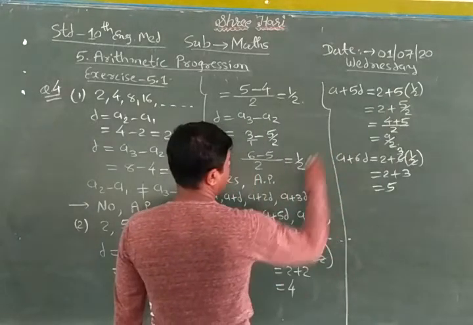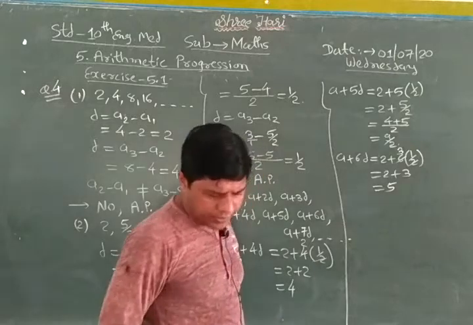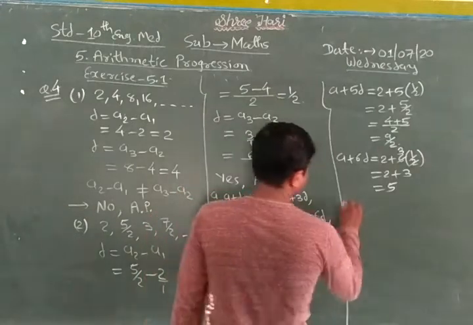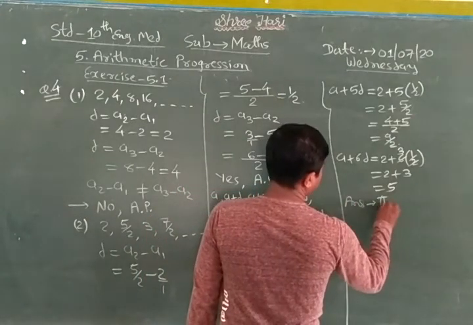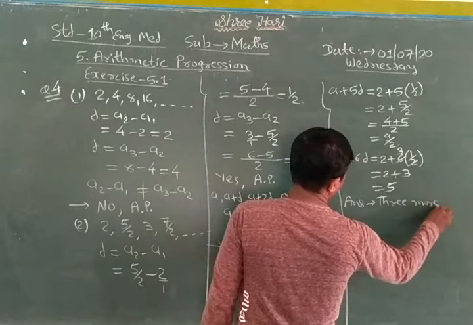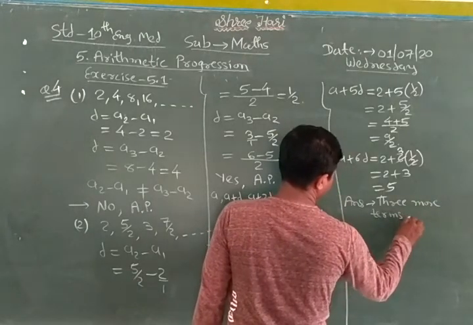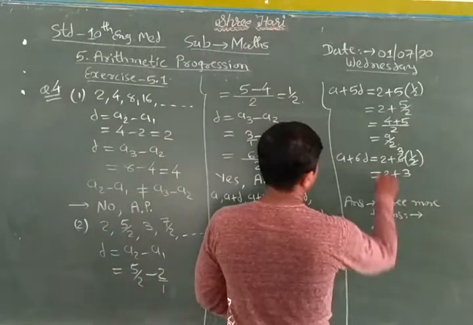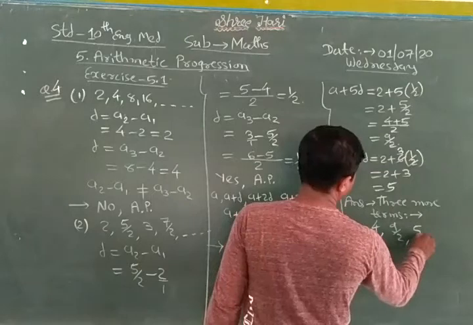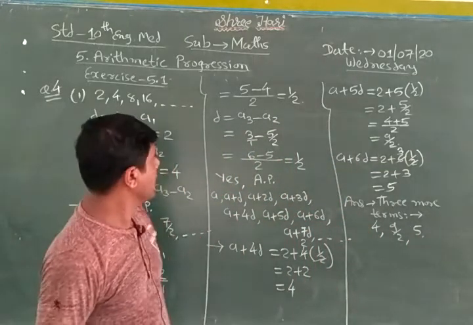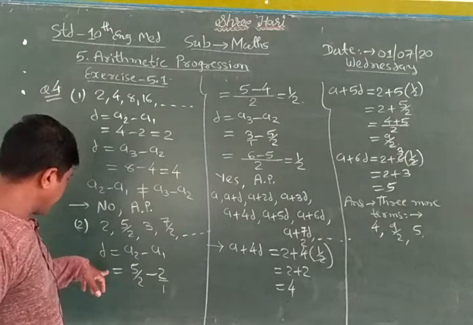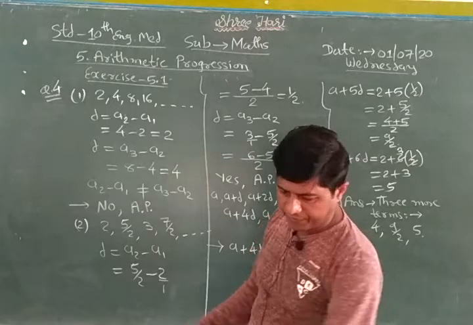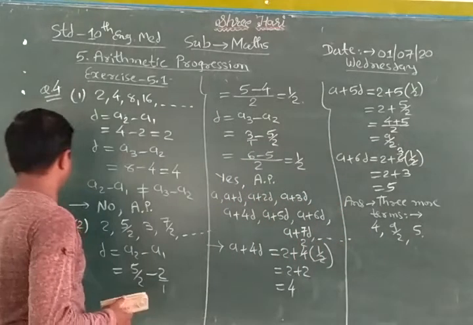Now here 1, 2, 3, 3 more terms. Here the question asks for 3 more terms. Okay, the answer: write down the answer, 4, 9 by 2 and 5. This is the answer, 3 more terms. This type you find out. If yes, then find 3 more terms. If no, then not possible, so finish the question. Now question number 3.